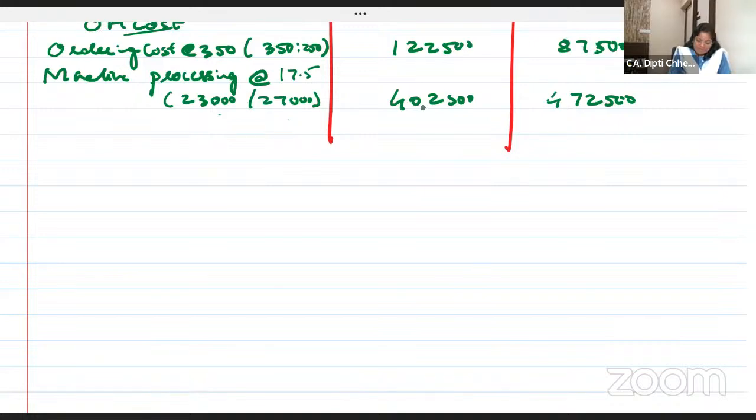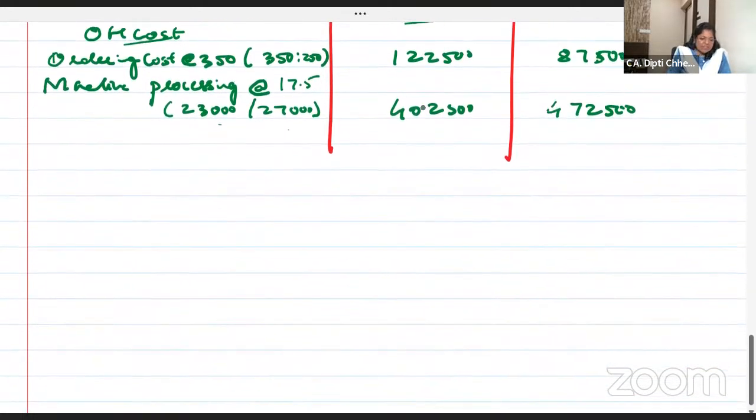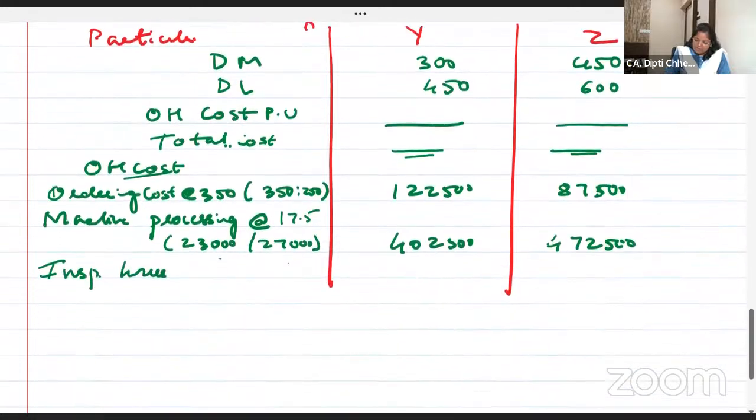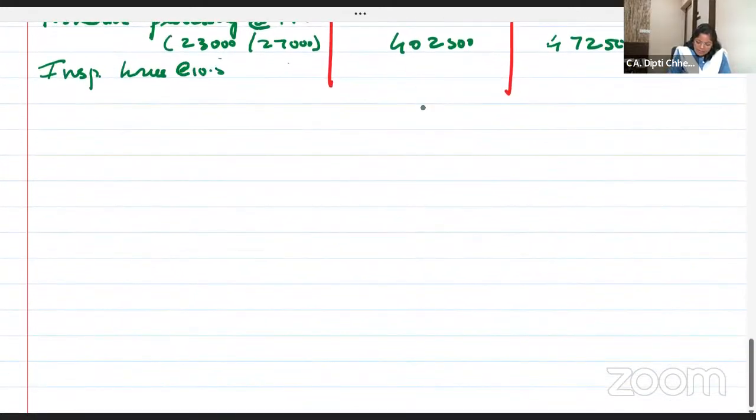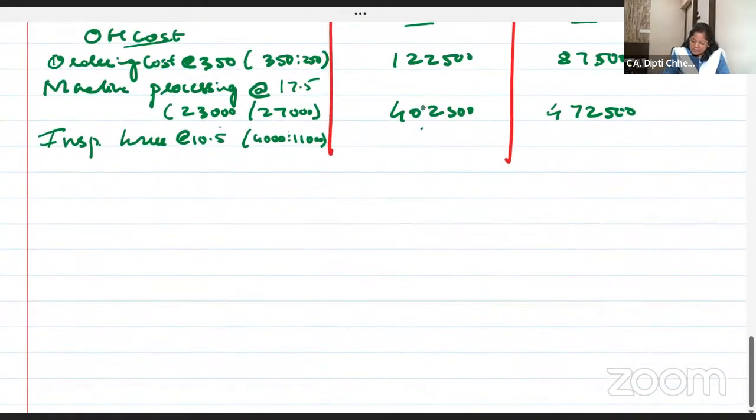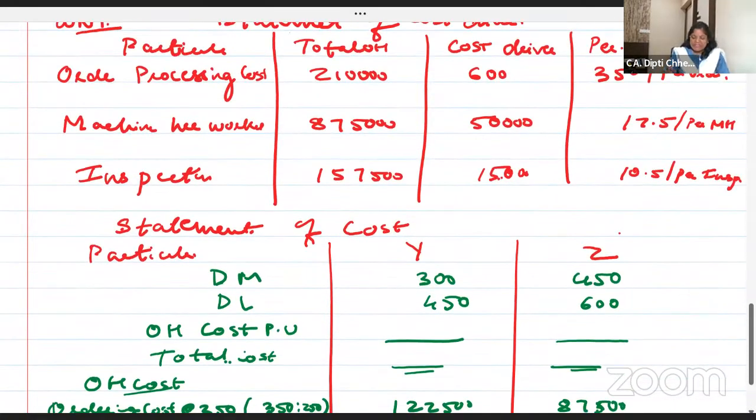Chalo. After the machine processing, last is inspection hours. Inspection hours are 10.5 per hour, at the rate of 10.5 per hour. And how many hours are there? 4,000 is to 11,000. 4,000 into 10.5, 42,000. 10.5 into 11,000, 115,500 plus 42,000, 157,500. Simply you have divided the cost.